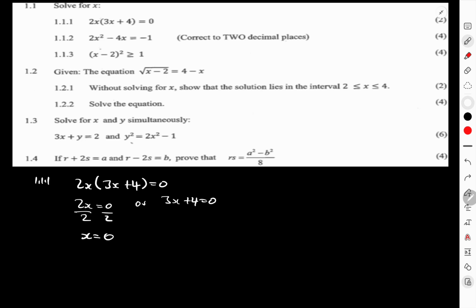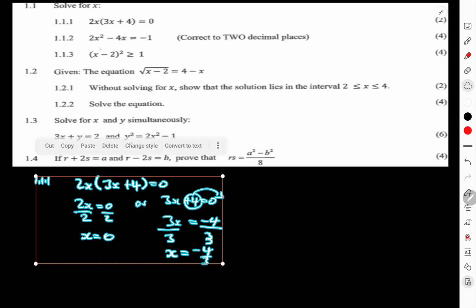or on the other side, I can see that this particular 4 is positive, right? And here we have 3x plus 4. These are unlike terms. There's nothing that I can do over there, but rather I'm going to take this particular 4 to the other side, meaning I'm going to have 3x equals negative 4. 3 and x, they are multiplying. Therefore, I'm going to divide both sides by 3, so that I'll be left with the value of x. Therefore x is equal to negative 4 over 3, meaning our x value should be 0, or our x value should be negative 4 over 3, so that the left hand side and the right hand side will be equal when I substitute. Now let us do 1.1.2.